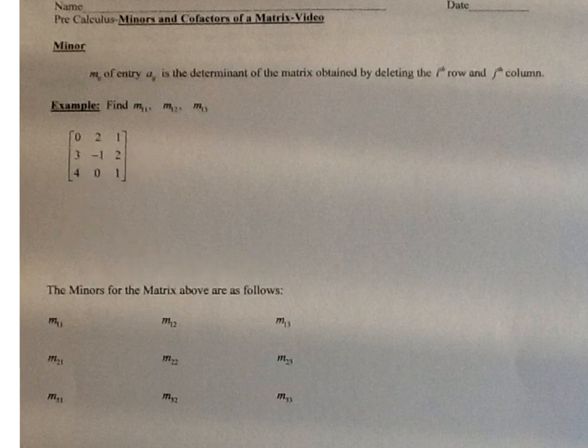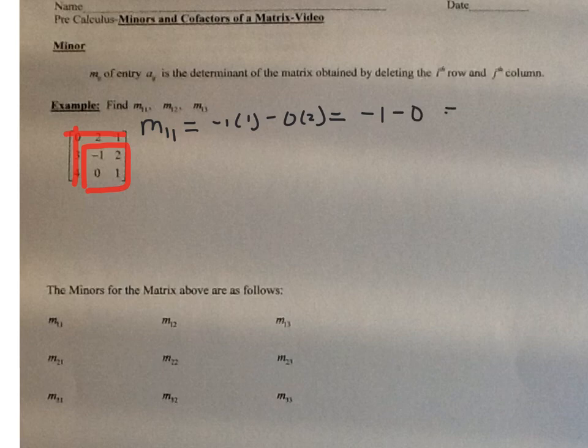So we want minor 1, 1. Okay, so minor 1, 1 means row 1, column 1. So you're going to go to row 1, column 1. This here, row 1 and column 1. You're going to cross them out, and you're just going to look at this 2 by 2 matrix. Okay, so minor 1, 1 is going to be negative 1 times 1 minus 0 times 2. So that's negative 1 minus 0, which is equal to negative 1. So minor 1, 1 is equal to negative 1.